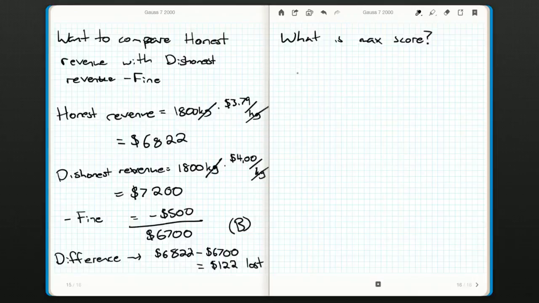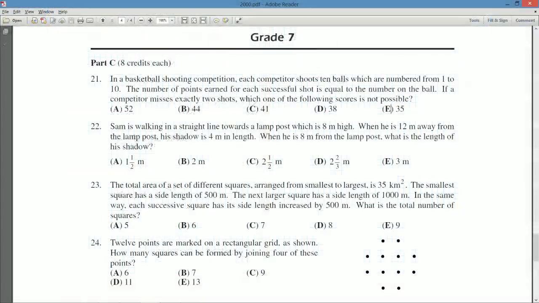So what is the maximum score? Okay, so that's, they sink all 10 balls. And we figure that out on our calculator pretty quickly. That is going to be 55. So that's the maximum possible score they could have. And so if we take a look, well, all of these are less than 55, so nothing can be ruled out right away.